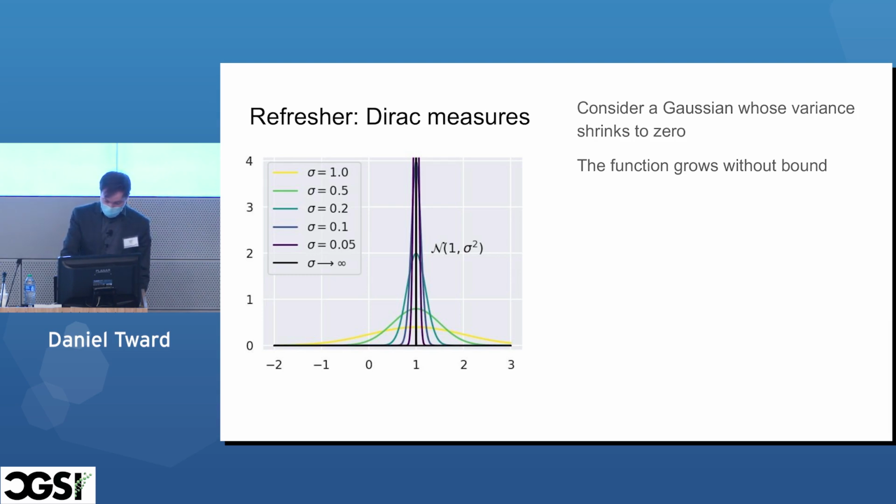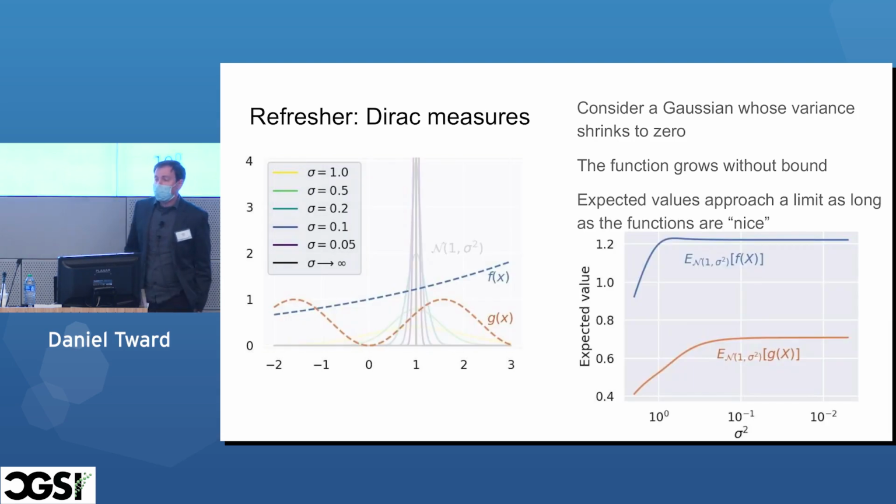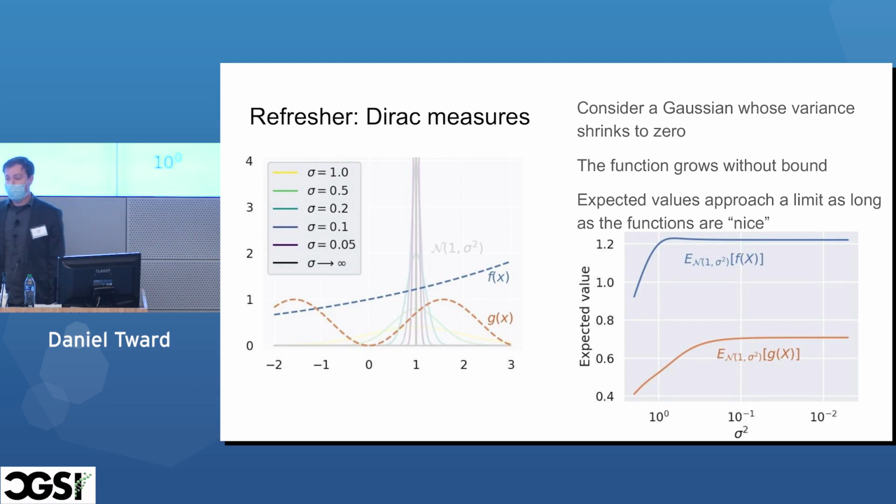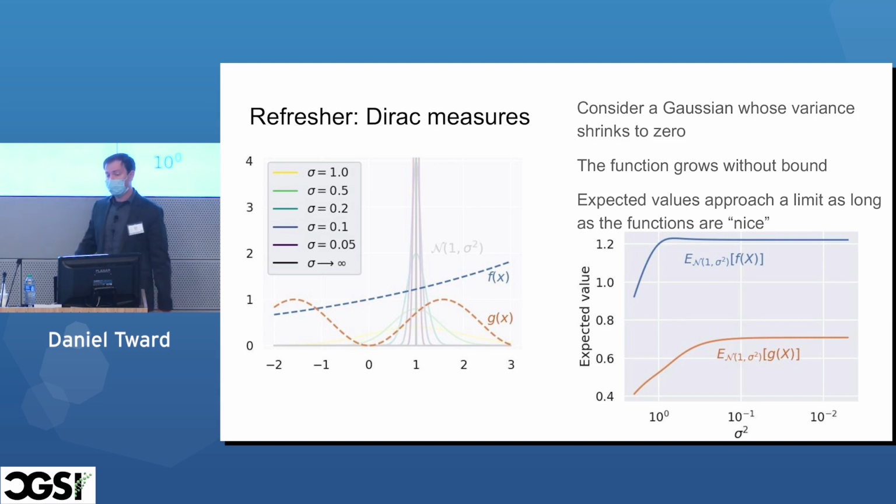But it does have a limit in what's called a weak sense. So one thing you can do with probability distributions is use them to calculate expected values of certain functions. So over here on the left side, we have a blue function, f of x, and an orange function, g of x. And we can calculate the expected value of these functions with respect to the Gaussian distributions as the width of the Gaussian starts shrinking down and down to 0. And what you can see is that they converge to some constant value. They converge to, in fact, the value of the function at the point where this Gaussian distribution is centered.